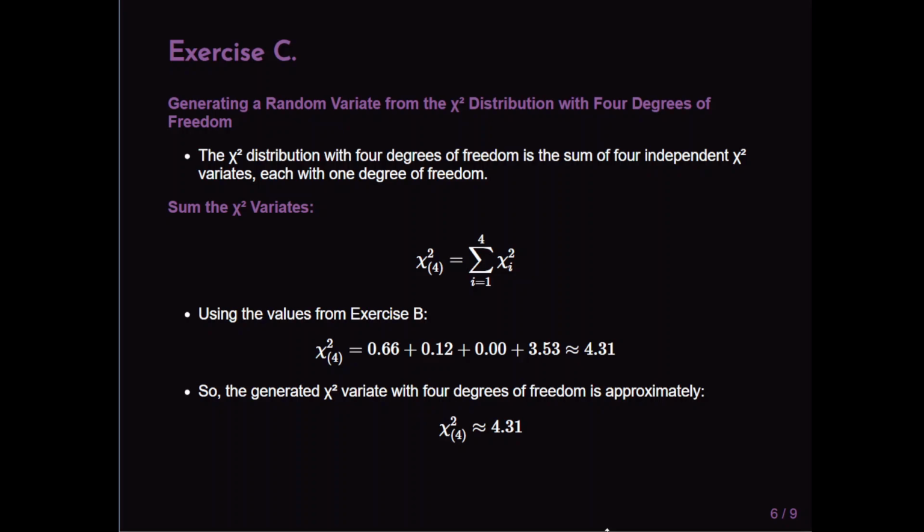Now, generate a random variate from the chi-square distribution with 4 degrees of freedom. Note that 4 is not there by accident. The chi-square distribution with 4 degrees of freedom is the sum of 4 independent chi-square variates, each with 1 degree of freedom. So to generate one, we add up the 4 chi-squared variates with 1 degree of freedom that we got from exercise B: 0.66, 0.12, 0.00, plus 3.53. That gives approximately 4.31. So the generated chi-squared variate with 4 degrees of freedom is approximately 4.31.